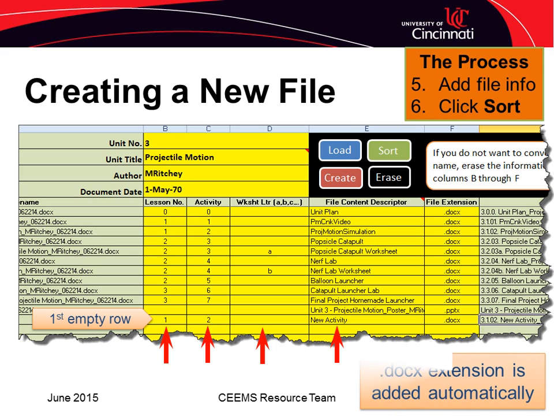The file extension .docx is the file extension for a Word document and will be entered automatically. At this time, a Word document is the only type of document that can be created by the unit file generator. Once you've added the new file info, click the Sort button. This will move the new file into the correct alphabetical order in the list of files.